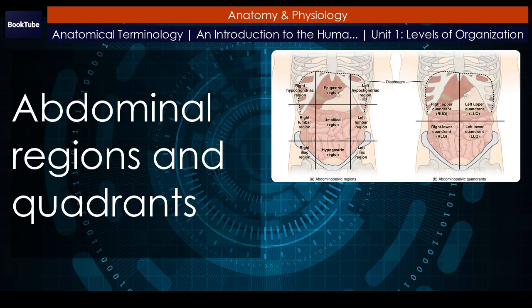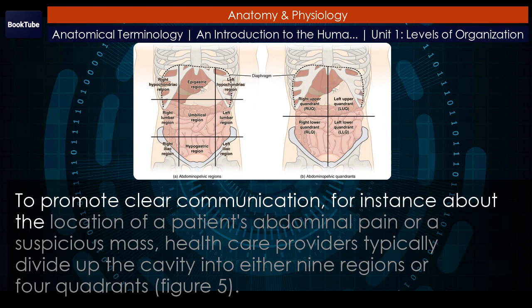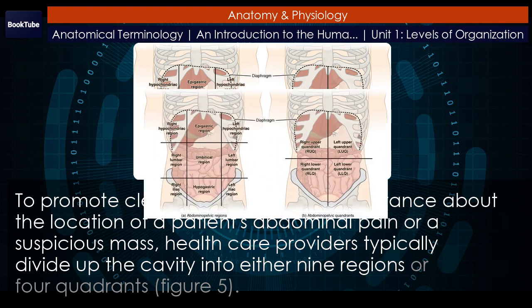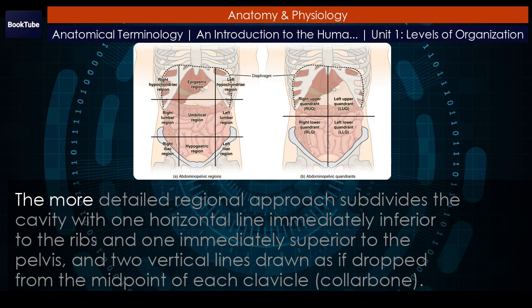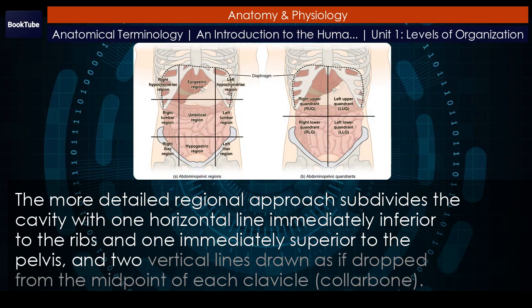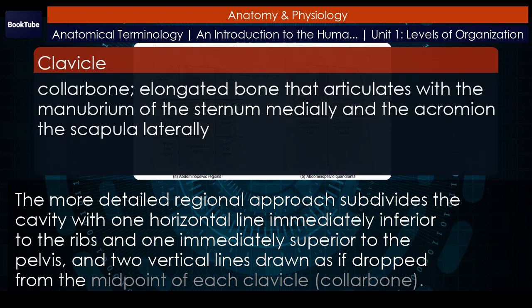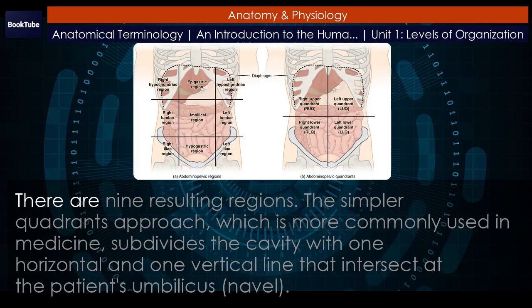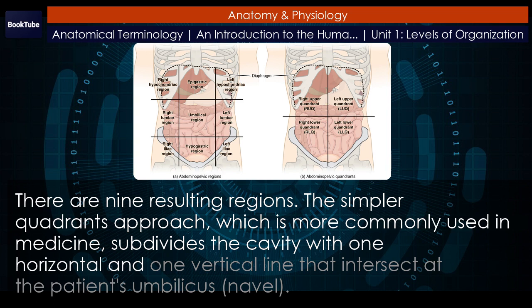Abdominal regions and quadrants. To promote clear communication, for instance about the location of a patient's abdominal pain or a suspicious mass, healthcare providers typically divide up the cavity into either 9 regions or 4 quadrants. Figure 5. The more detailed regional approach subdivides the cavity with one horizontal line immediately inferior to the ribs and one immediately superior to the pelvis, and two vertical lines drawn as if dropped from the midpoint of each clavicle (collarbone). There are 9 resulting regions. The simpler quadrants approach, which is more commonly used in medicine, subdivides the cavity with one horizontal and one vertical line that intersect at the patient's umbilicus (navel).